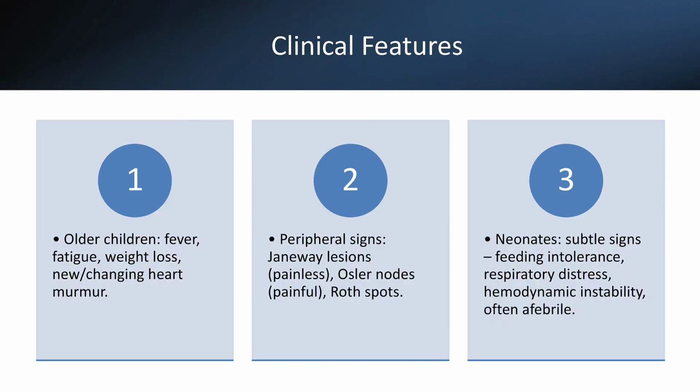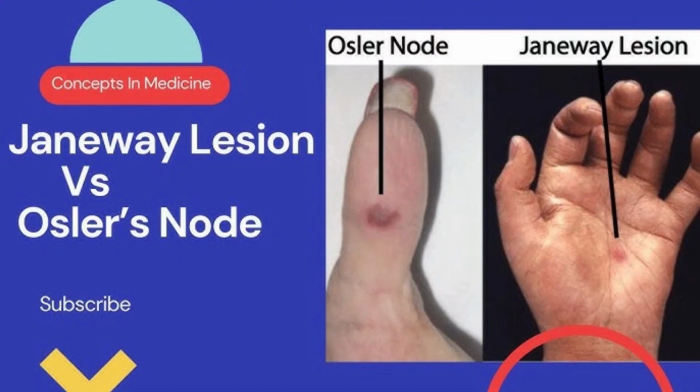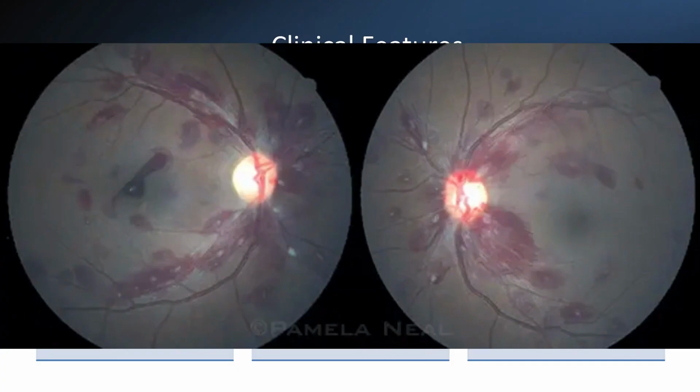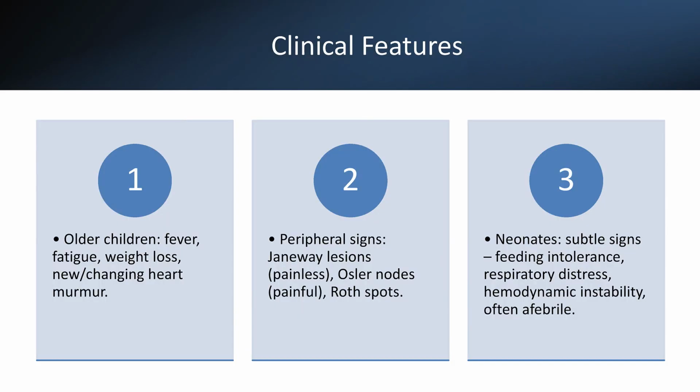Clinical features. The clinical presentation varies widely. In older children, fever is the most common symptom, along with fatigue, weight loss, and a new or changing heart murmur. Peripheral signs may include Janeway lesions, which are painless, Osler nodes, which are painful, and Roth spots in the retina. In neonates, the presentation is often subtle, with feeding intolerance, respiratory distress, and hemodynamic instability. And notably, fever may be absent.